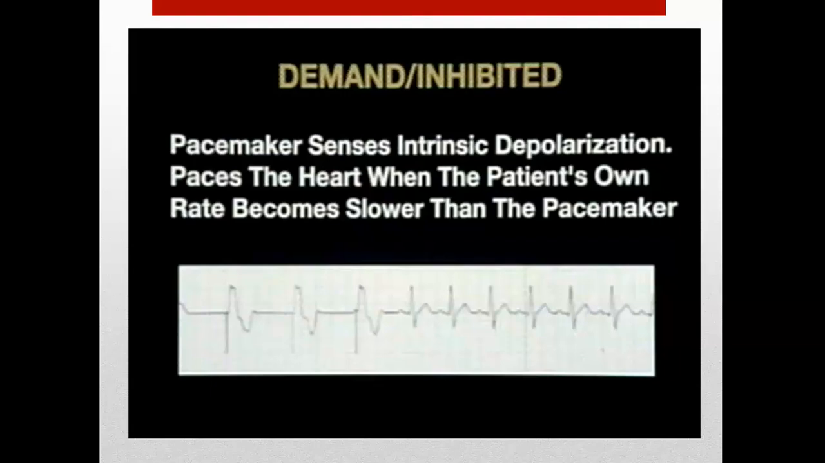Okay. So the demand pacemaker senses the intrinsic depolarization and it paces the heart only when the patient's own rate becomes too slow, or slower than the pacemaker rate. When the pacemaker senses that intrinsic impulse in the chamber, it inhibits or prevents the pacemaker from sending an impulse. When the pacemaker does not sense an intrinsic impulse in the chamber, it sends an impulse within the allotted time frame so that the patient's heart gets the impulses that it needs to pump.